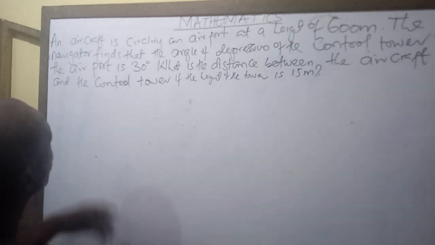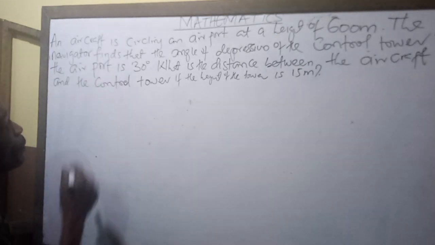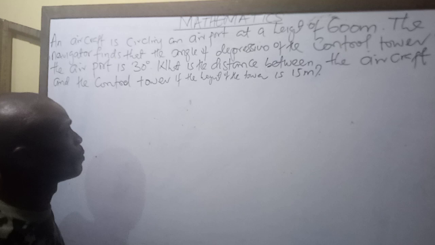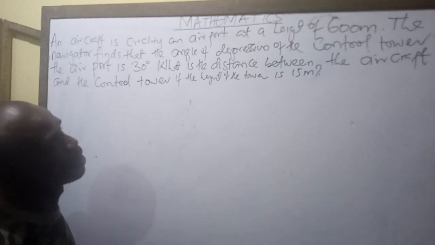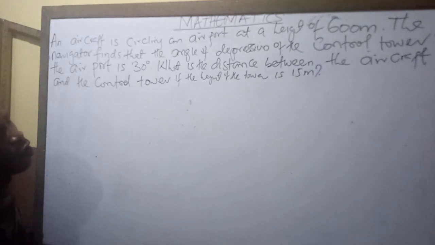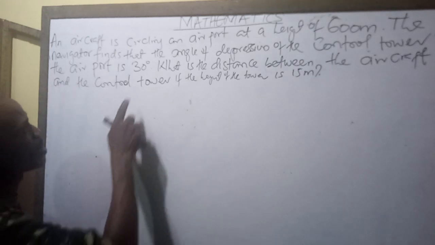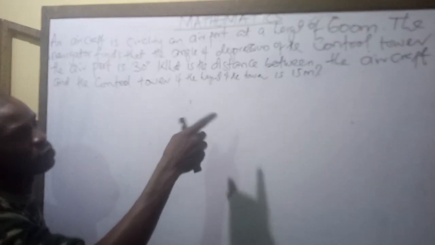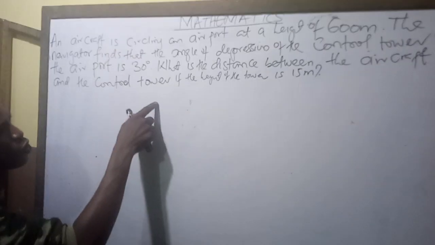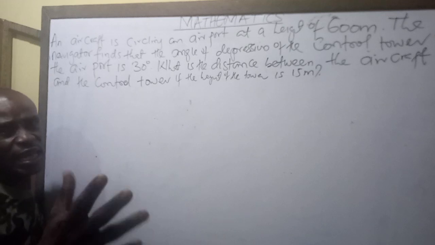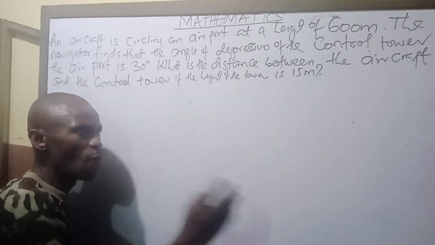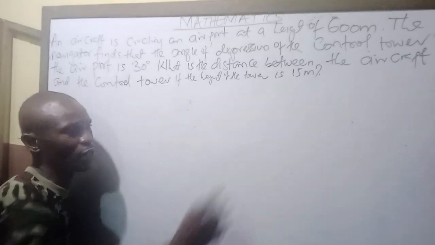Now, let's say we are on a topic in mathematics, angle of elevation and depression. Let's look at this question. An aircraft is circling an airport at a height of 600 meters. The navigator finds that the angle of depression of the control tower of the aircraft is 30 degrees. What is the distance between the aircraft and the control tower if the height of the tower is 15 meters? There is room for sketching. You need to sketch to know what you are doing here.